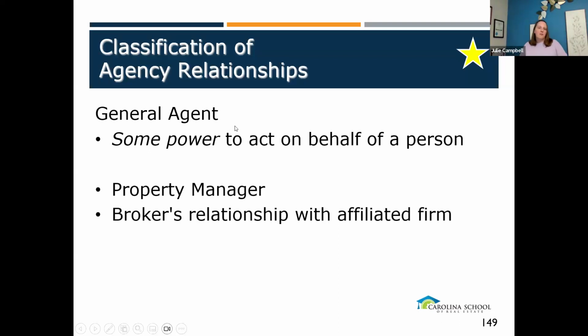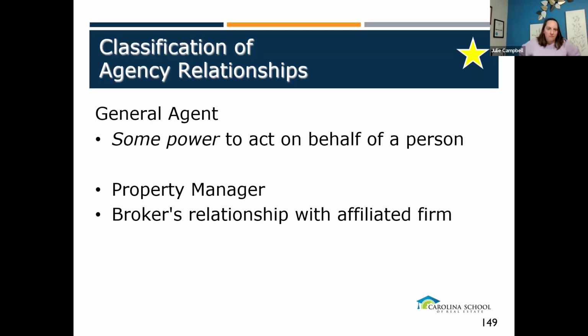The first is the property manager. The property manager has been hired by the owner to manage their property. You're collecting rent, you're collecting security deposits, you're making repairs. How much are you making repairs, or how often are you making repairs? Well, that has to be agreed upon between the property manager and the owner.